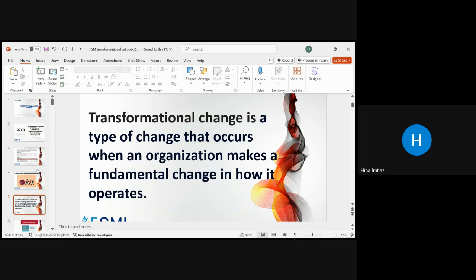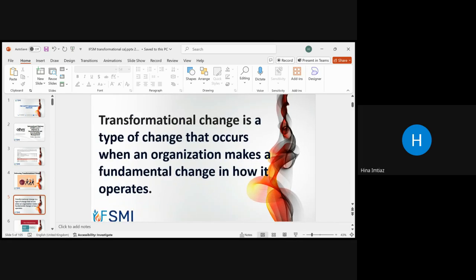Basically, transformational change is a type of change that occurs when an organization makes a fundamental change in how it operates. Either that transformational change might be in the manufacturing area. For instance, I want to give you an example so that you can grasp the concept. If an organization wants to change the entire system, like adopting a green system, or wants to reduce carbon dioxide emissions, they want to play their own role in reducing climate change.